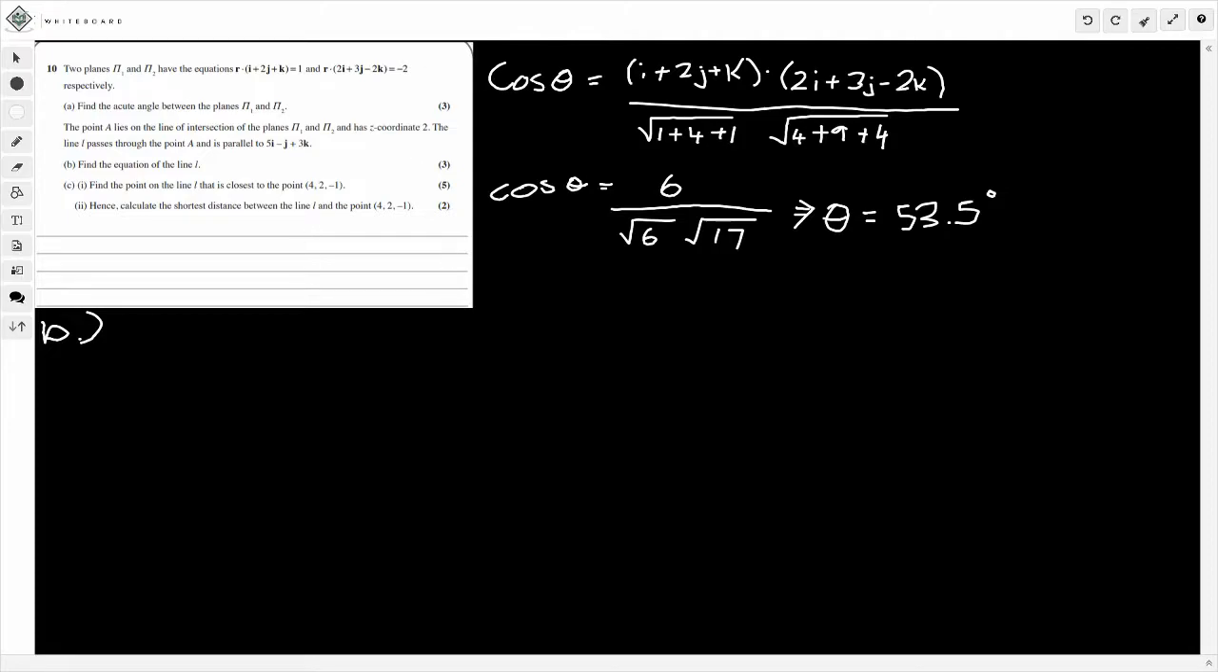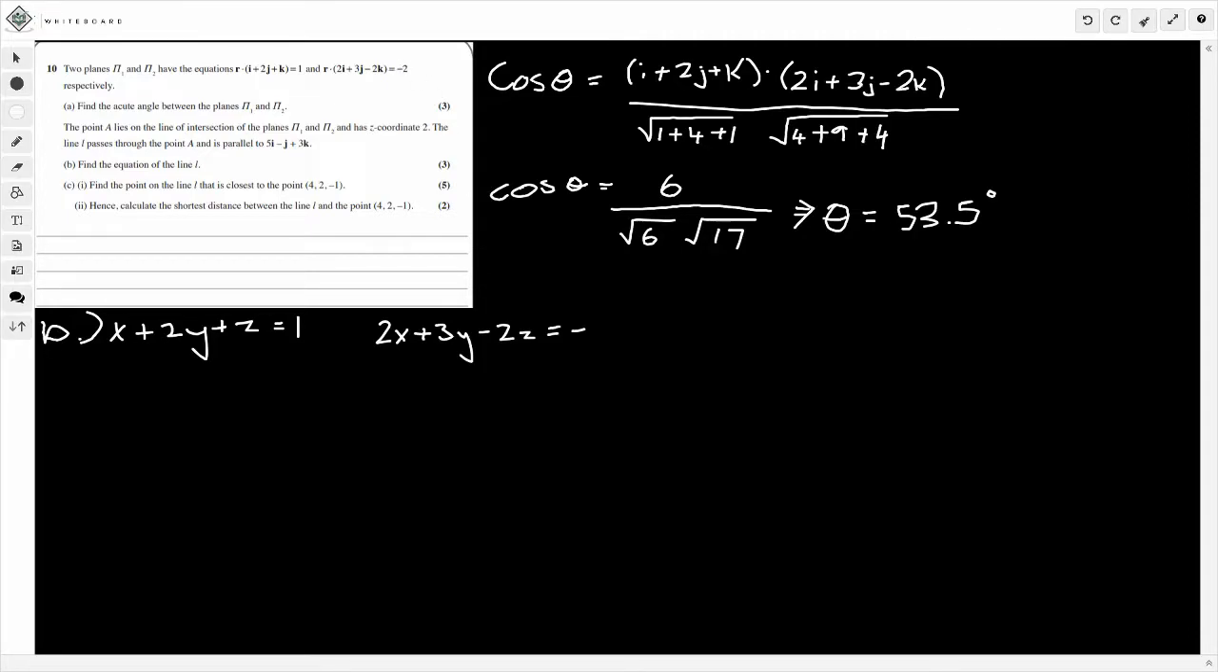So what's our vector going to be? Well, first let's write the equations down of these planes. So we're going to have x plus 2y plus z is equal to 1. So that's just this vector here: instead of 1i, it's just x, 2y, z, and then this is your d, so this is my 1. So that's my first equation, and then my second one will be similar here: 2x plus 3y minus 2z, and that's equal to minus 2.